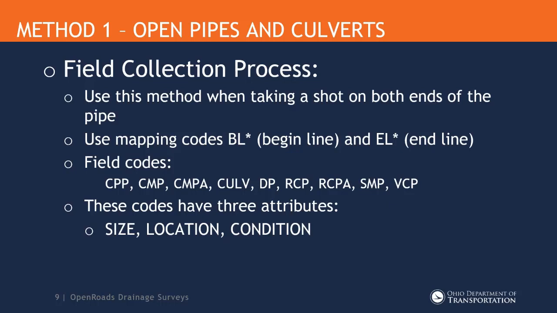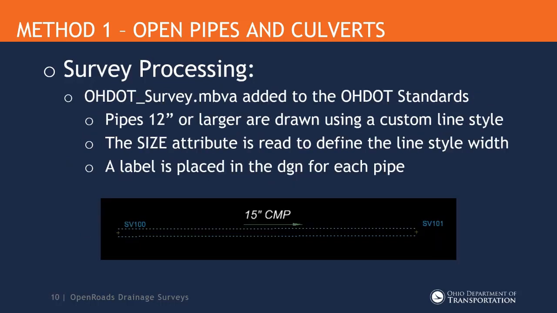So with this method, I am looking at the size attribute to get the size of that particular pipe. So when it's mapped in survey, we can draw that at the width of the pipe. So there's an example of what it would look like. So this is just a 15-inch CMP, a shot at each end with a begin line and end line.